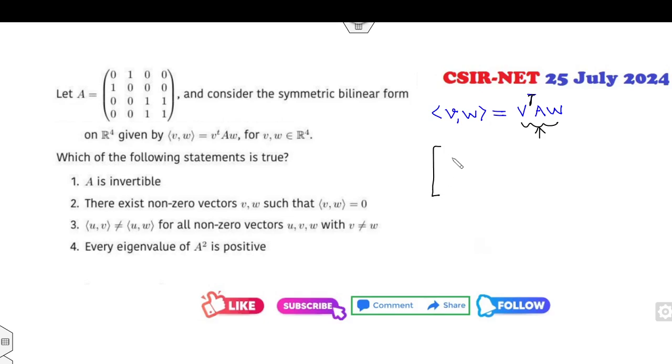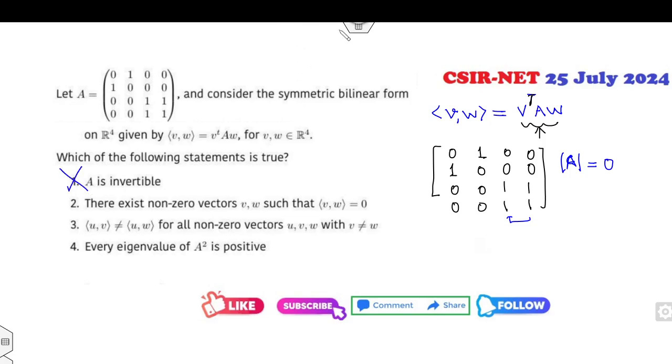The matrix is given to me as 0 1 0 0, 1 0 0 0, 0 0 1 1, 0 0 1 1. First of all, clearly the two columns are the same. So that means the determinant of A will be 0. So A is not invertible. Anyhow, how can you check that? Clearly I can find the eigenvalues.